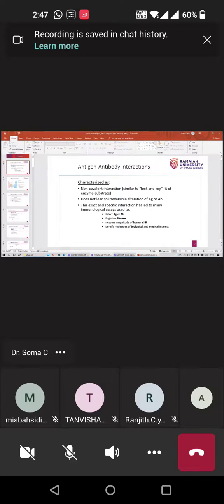So the techniques which have evolved from these interactions are used to detect antigen or antibody, diagnose diseases, and in most cases nowadays, measure the magnitude of humoral immunity. Why? Because most of the time we are dealing with antibodies. Antibodies are direct indications of humoral immunity. They also identify molecules of biological and medical interest.